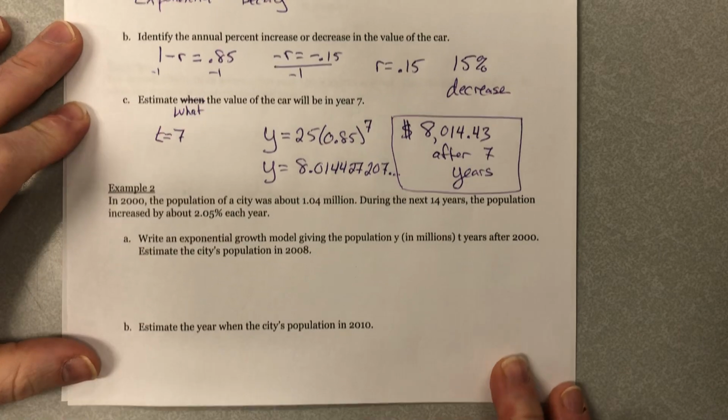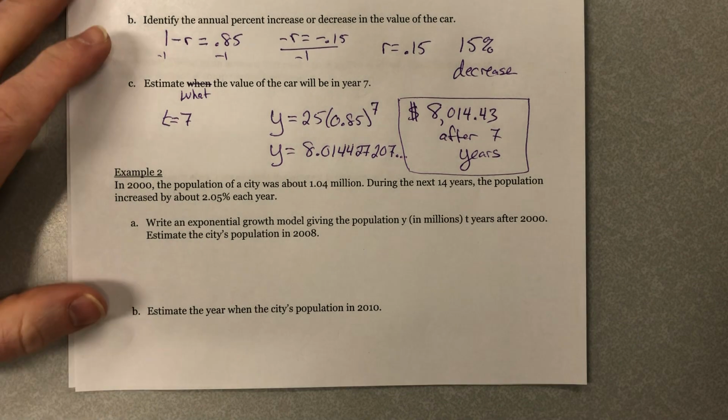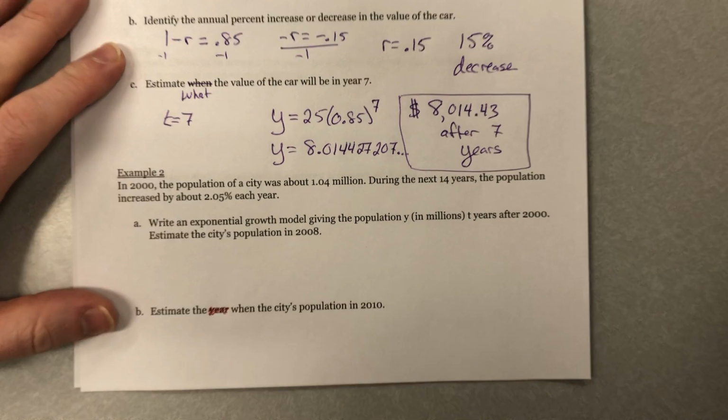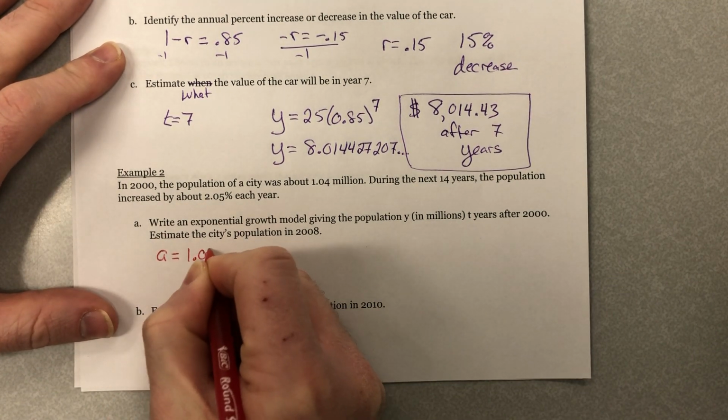All right, let's take a look at example 2. Another great example of exponential growth and decay is population. In 2000, the population of a city was about 1.04 million. During the next 14 years, the population increased by about 2.05%. So now they're going to ask us to write an equation of this first. So when we estimate this, we have to write our model. So we would say that our initial amount is 1.04.